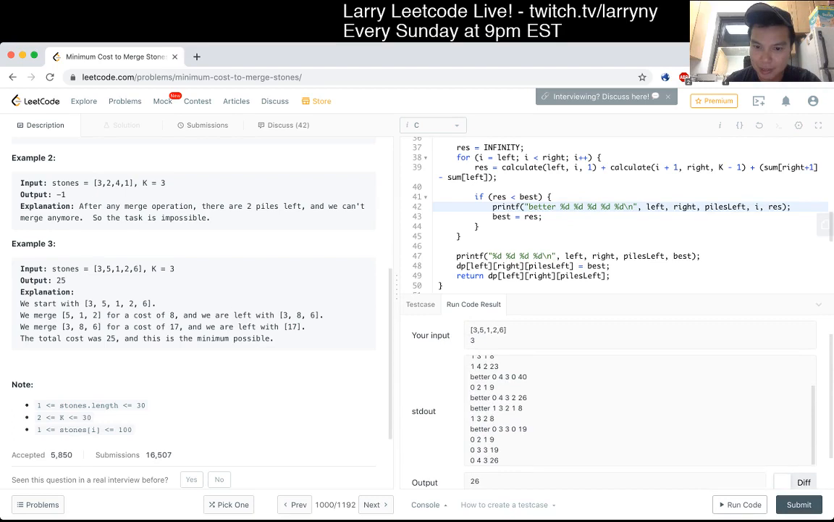So the best 26 is from the split where the split is from 2, so 0 to 2 with one pile, which is 9, and then 2, 4 with 2 piles, which is also 9. What? Oh no, it should be 1 for 1 pile.